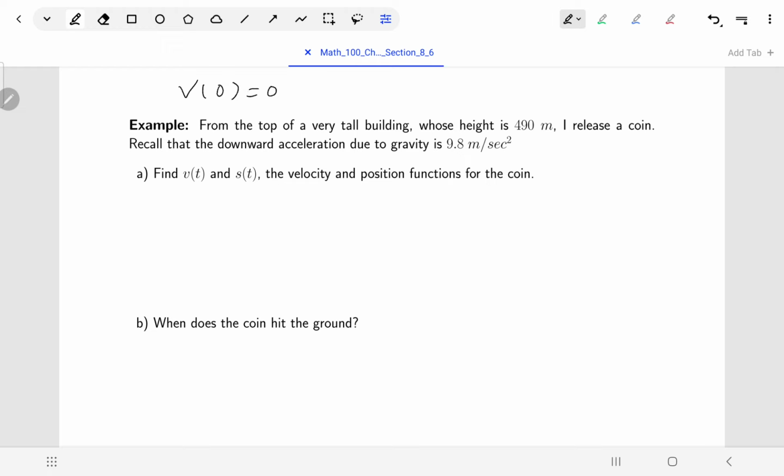I'm not throwing it up in the air. I'm not throwing it downward. I'm just letting it go. I also know the initial position, so I guess I should make a note of that. The initial position is 490.